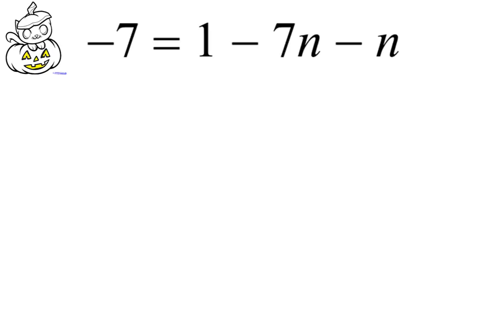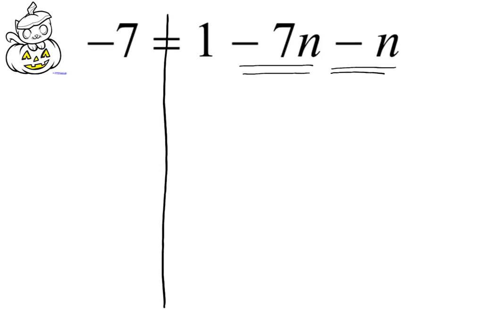So let's start off with this first problem here. I have negative 7 equals 1 minus 7n minus n. We're always going to collect like terms first. And so I have my line showing me the different sides of my equation, and I have like terms here and here. Negative 7n and minus n, which gives me negative 8n. I did not use the 1, so it comes down, and I didn't do anything with the negative 7. Now I have a two-step equation. And yes, I have the n on the right-hand side, but that's okay.